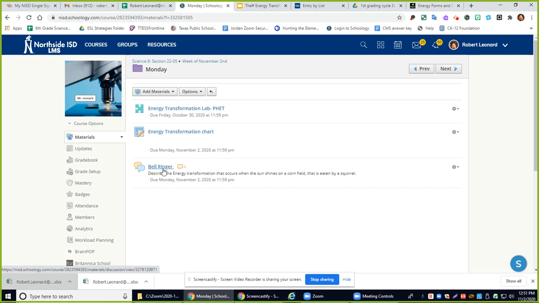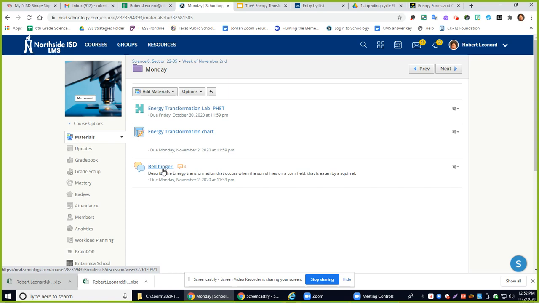It is eaten by a squirrel. Sunlight is radiant energy. It grows corn. Corn is a type of food, so that's chemical potential energy. It is eaten by a squirrel. Let's assume the squirrel runs around. That would be mechanical energy.